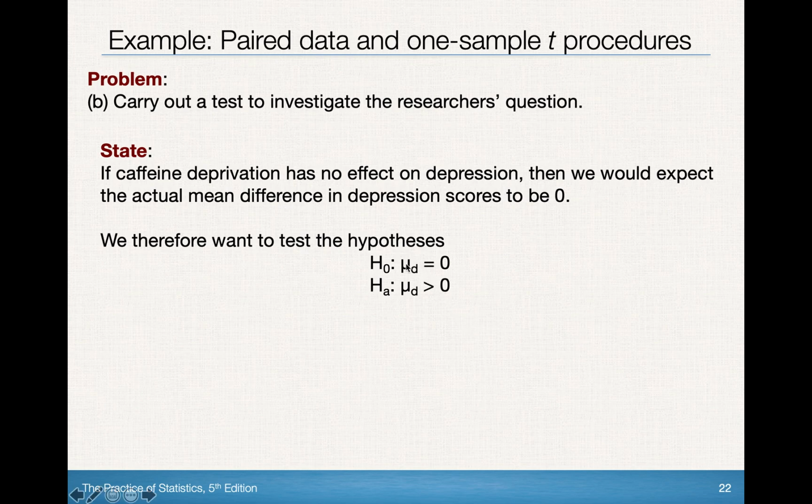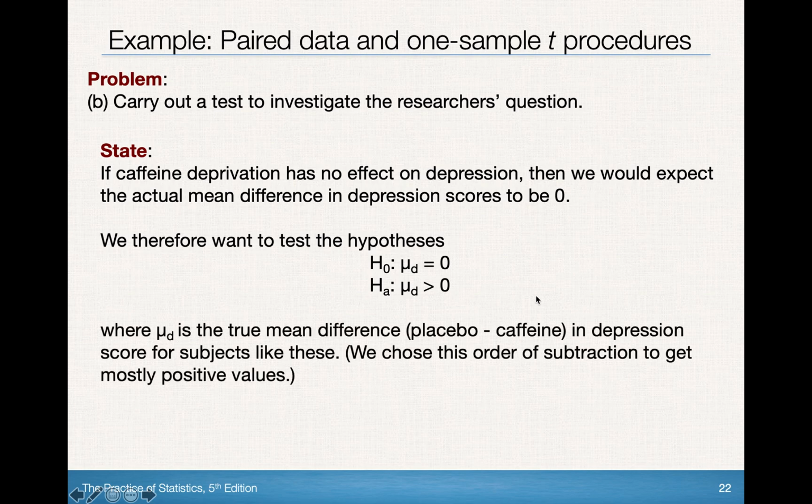We're going to use a lot of subscripts here. So sub d means the mean of the difference. The alternative is that the mean of the differences is greater than 0. Okay? And the reason why we're looking at greater than 0 is because we're doing placebo minus caffeine, which means a positive value shows that the lack of caffeine increases depression.